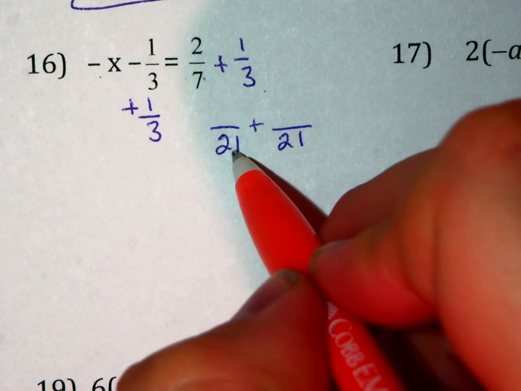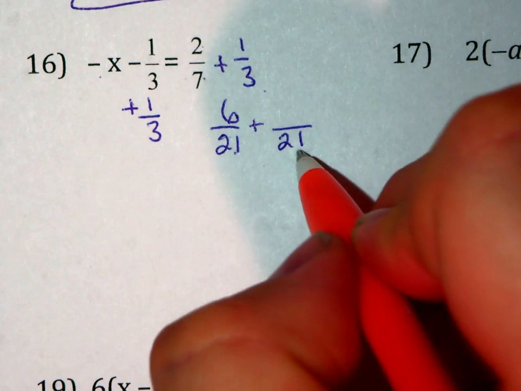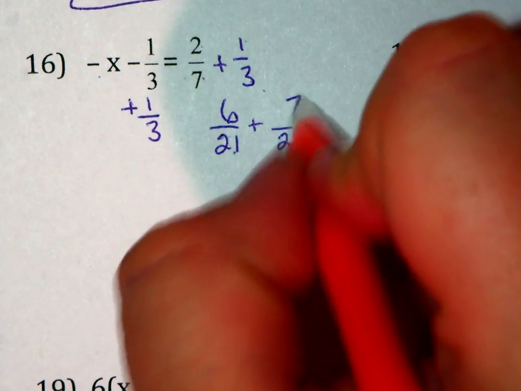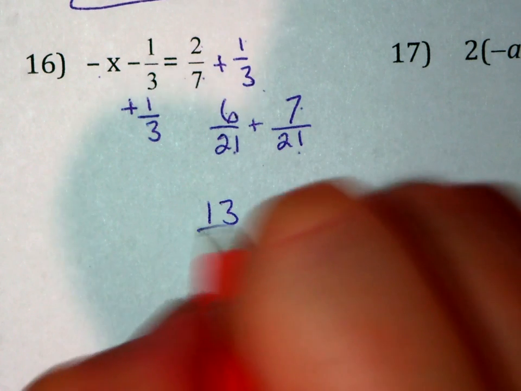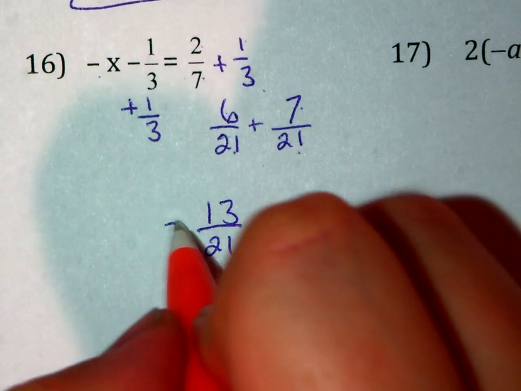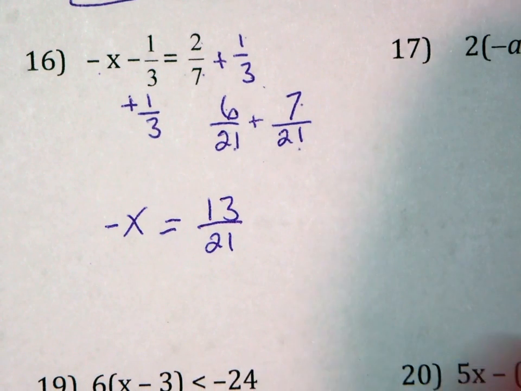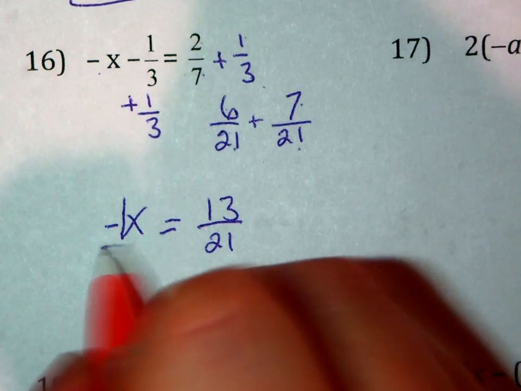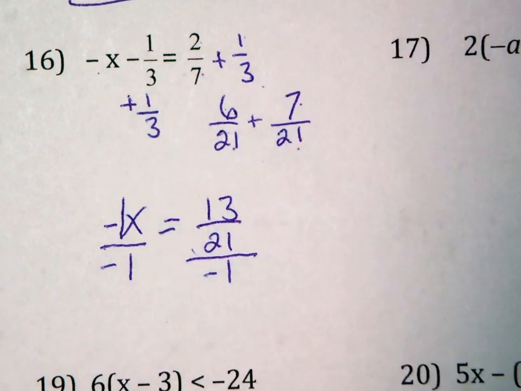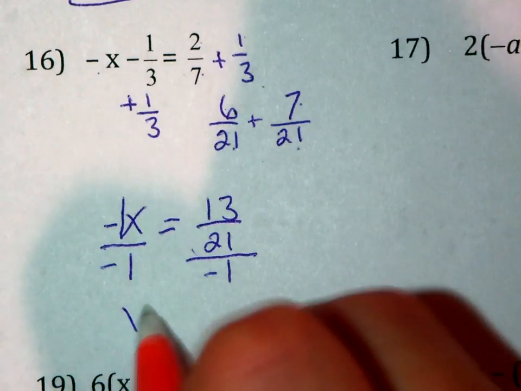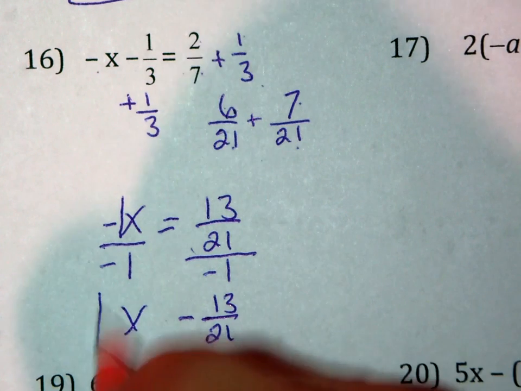7 times 3 gave me 21, so 2 times 3 is 6. 3 times 7 gave me 21, so 1 times 7 is 7. 6 and 7 is 13 over 21 is now equal to negative x. Negative x is the same thing as negative 1x, so I need to divide by negative 1. X will now be negative 13 over 21.